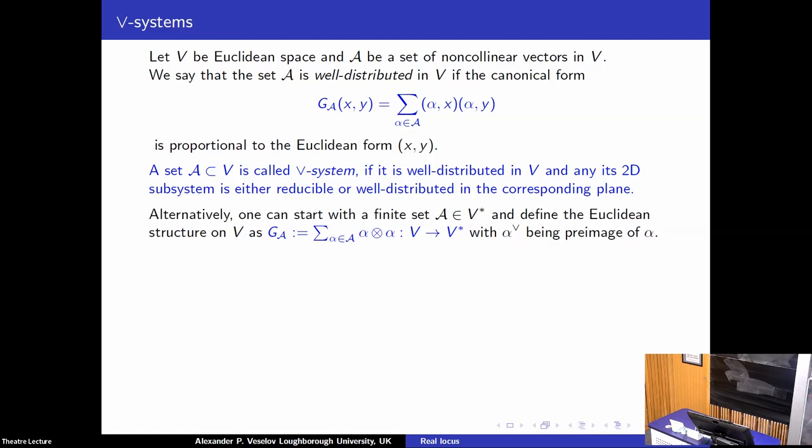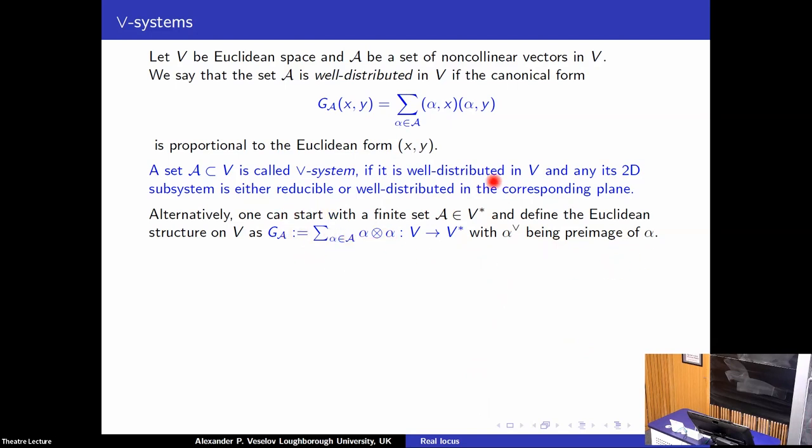Alternatively, which will be convenient to think about, let's start with any real vector space V and consider the dual space V star. Then we can define a Euclidean structure simply using alpha alpha, right? And then of course this form G_A is a form on V. So it maps V to V star naturally, and alpha is living in V star, right? So alpha check, and this is the name for this check system, alpha check is the preimage of this alpha. Now, what's the trick here?